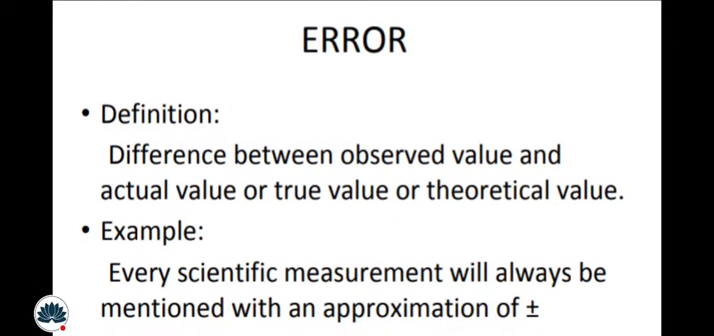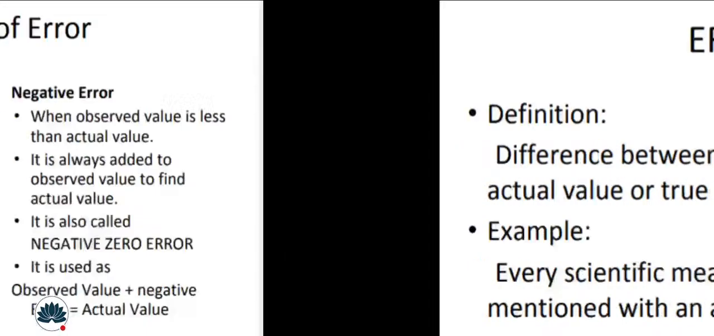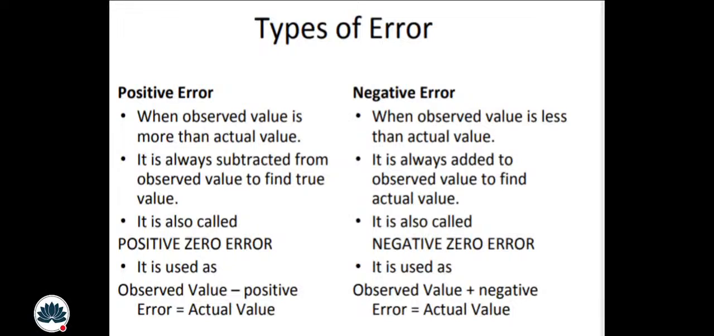What is error? The definition is the difference between the observed value and the actual value, or true value, or theoretical value. For example, every scientific measurement will always be mentioned with an appropriate unit and a negative or positive sign. We already understand this. Okay, what are the types of error?